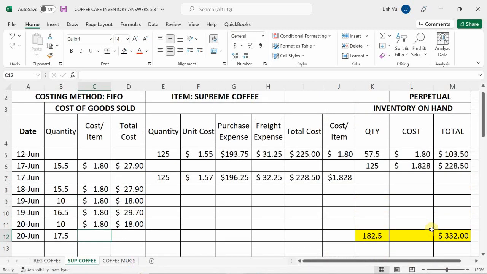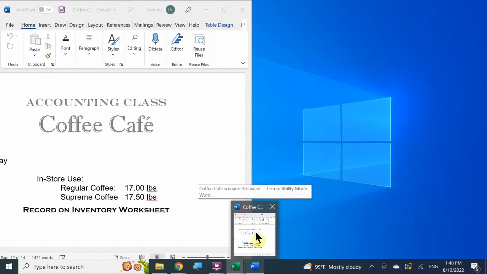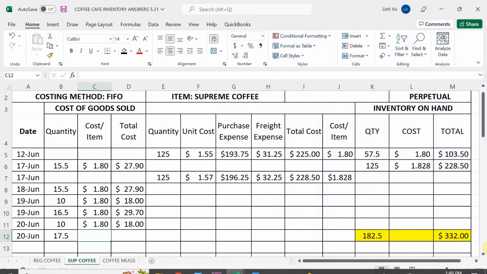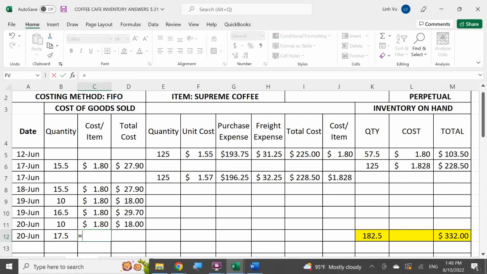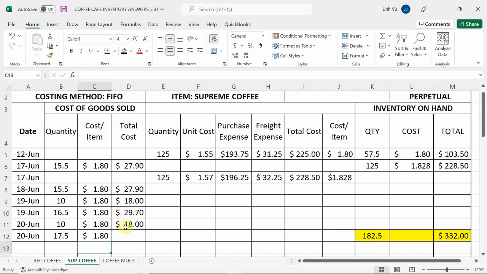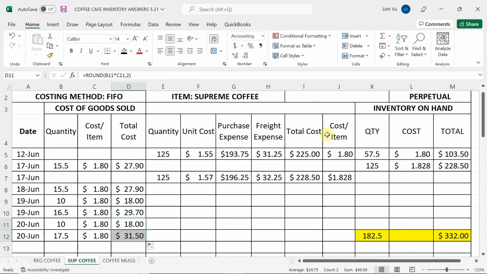Since we're using FIFO, which batch of inventory am I going to sell out from first? We're still on the very first batch of inventory. So in this case, my cost per item is currently $1.80. So what is my actual total cost of goods sold here? If I use 17.5 pounds at $1.80, that will give me $31.50. Okay. So let's go ahead and do my math.